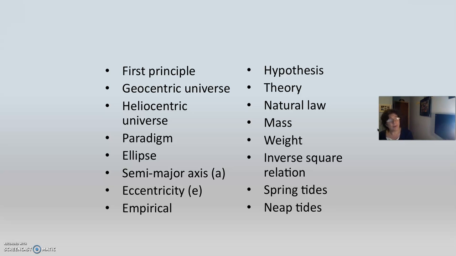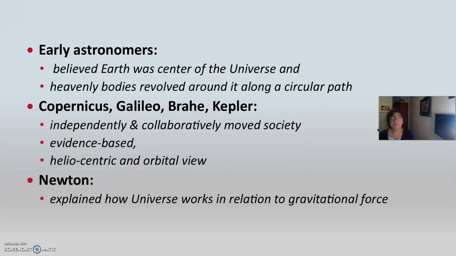For this chapter, we've gone over a lot. So go over these definitions so you feel good about them for the quiz, and go over the fact that the early astronomers believed that the Earth was the center of the universe and that heavenly bodies revolved around the Earth. That goes back to Plato and Aristotle. But people like Copernicus, Brahe, Kepler, Galileo, they independently and collaboratively moved society toward an evidence-based scientific revolution that looked at the universe as heliocentric with planetary orbits. So in other words, these scientists worked independently, but they all read each other's work and built upon it. So they worked collaboratively as well.